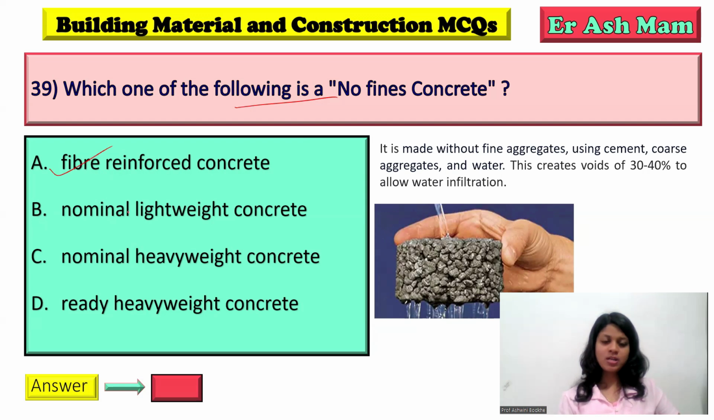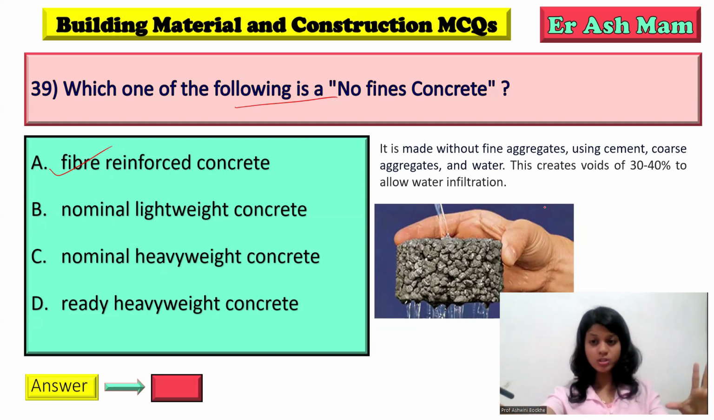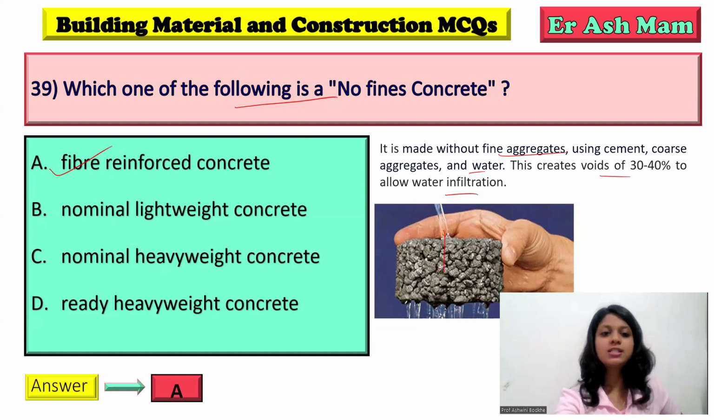Fiber reinforced concrete, not correct. First A is correct. It is made without fine aggregate. No fines, only coarse are there. It is made without fine aggregate using cement, coarse aggregate, and water. This creates voids of 30 to 40% to allow the water infiltration. Okay, so answer is A.